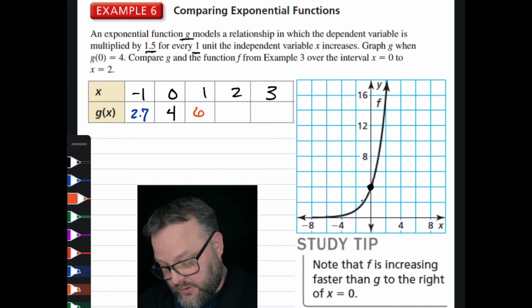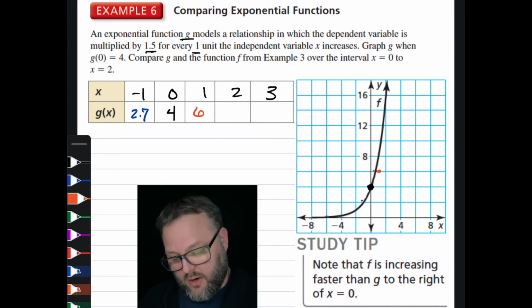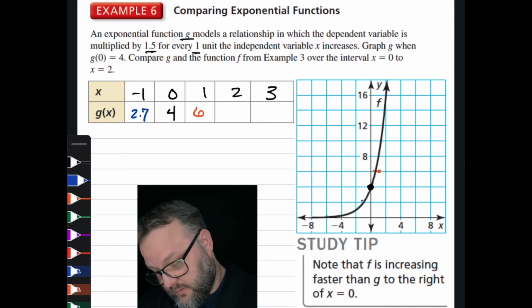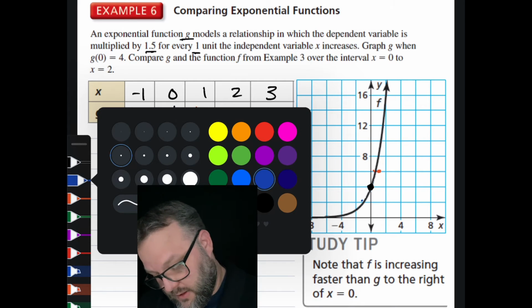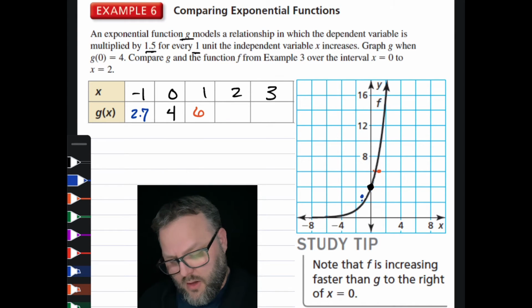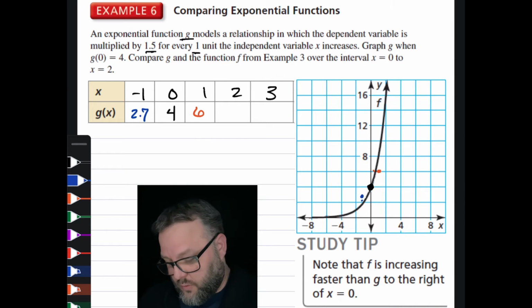So then I'm going to increase by 1.5 again and find out that at 1, I'm over here somewhere at 6. So now I'm to the right of the graph, where on the first one I was at -1, 2.7. That's somewhere to the left of the graph. And actually I'd be closer to here. Why are you not letting me draw my point? There we go. So I was to the left of the graph when I was negative, but now I'm to the right of the graph. That's kind of weird. Okay, let's keep going.